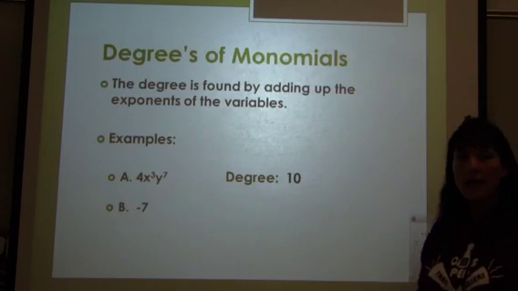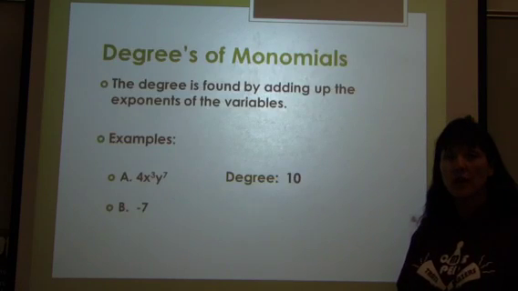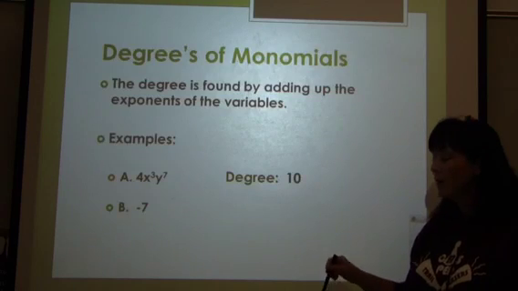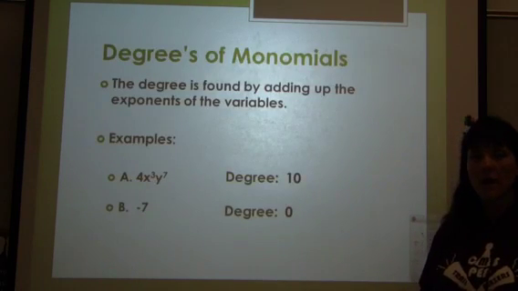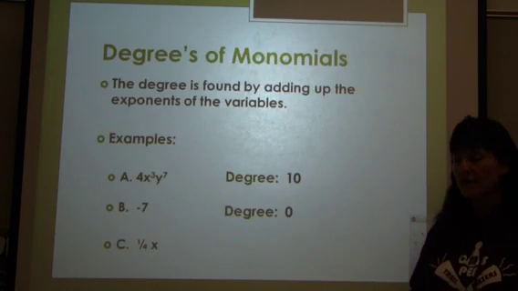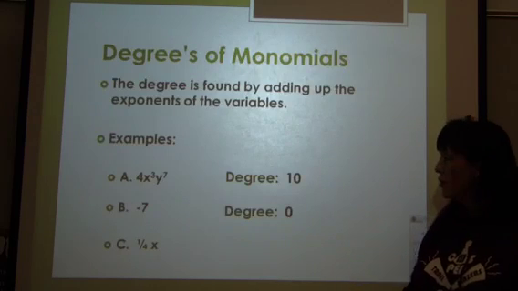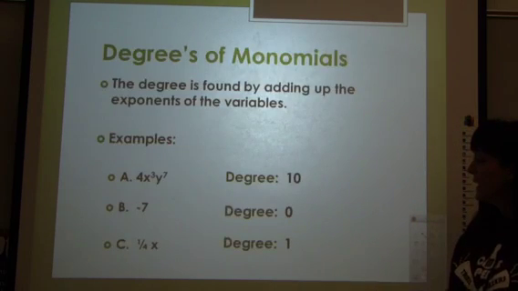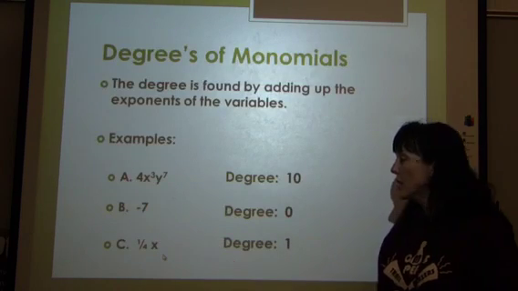Let's try a second one. This one's a little tricky. If I gave you -7 as your monomial and asked you for the degree, what do you think it would be? Well, there aren't any exponents, so your degree is 0. And finally, your third term is 1/4 x. What is your degree? You should have come up with 1. If there isn't an exponent listed, it's understood that it's 1.